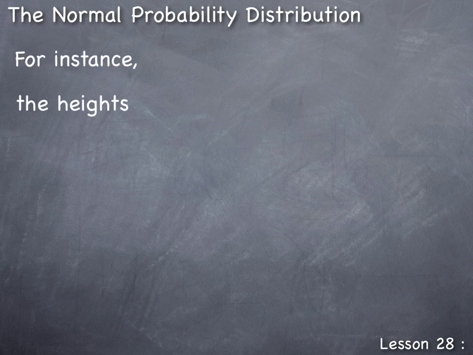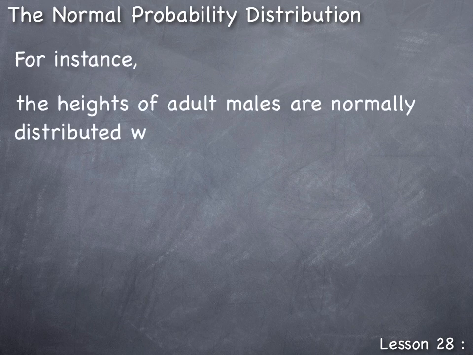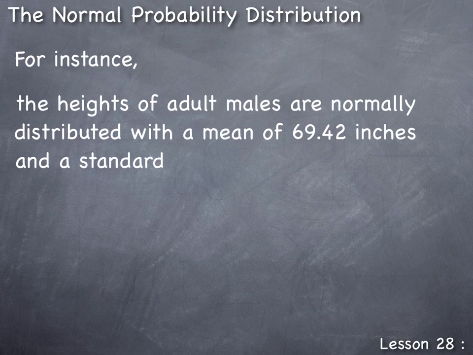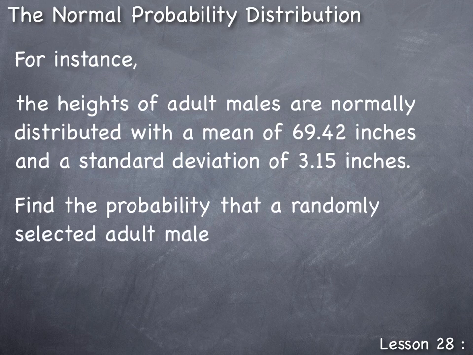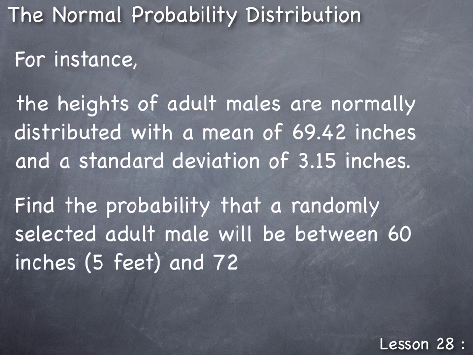For instance, the heights of adult males are normally distributed with a mean of 69.42 inches and a standard deviation of 3.15 inches. Find the probability that a randomly selected adult male will be between 60 inches and 72 inches tall. That is, somewhere between 5 feet and 6 feet tall.